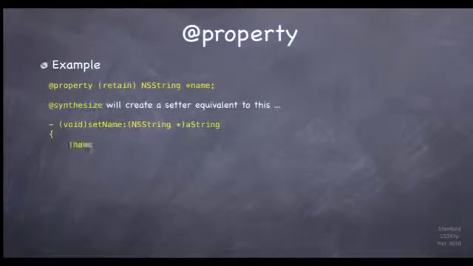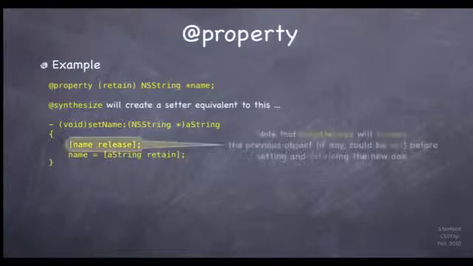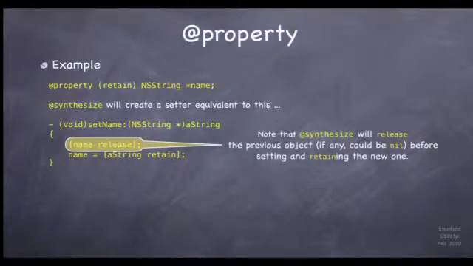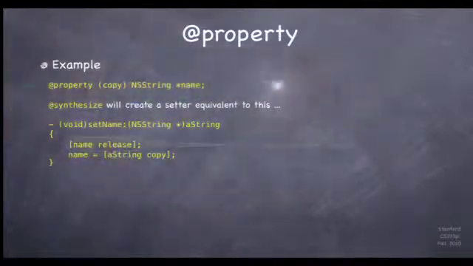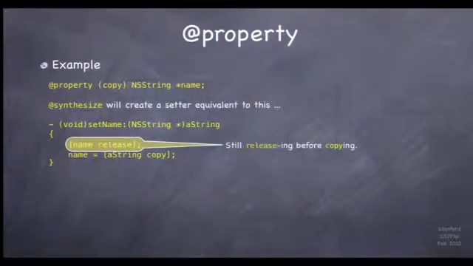So here's an example of what @synthesize will create if you use retain. Notice that it will release the previous value of the instance variable before it retains the new one. You see that? Also notice that the retain method returns the object you sent it to. So you can do this: name = [aString retain]. You don't have to say [aString retain] and then name = aString. Same thing with autorelease. You can return that directly. Here's copy, exactly the same. Notice it releases the old value because copy is one of the three magic words.